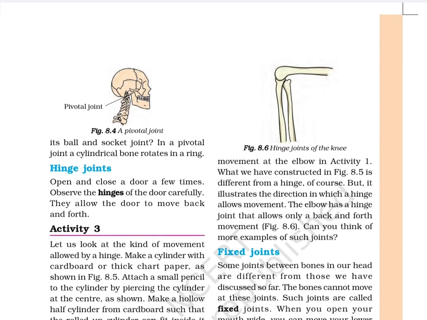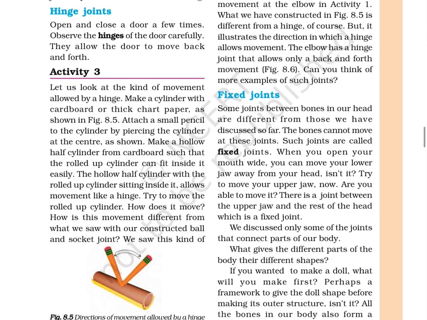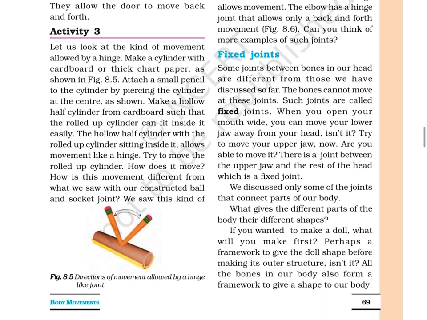What we have constructed in Figure 8.5 is different from a hinge, of course, but it illustrates the direction in which a hinge allows movement. The elbow has a hinge joint that allows only a back and forth movement. Figure 8.6. Can you think of more examples of such joints? Figure 8.6 shows hinge joints of the knee.